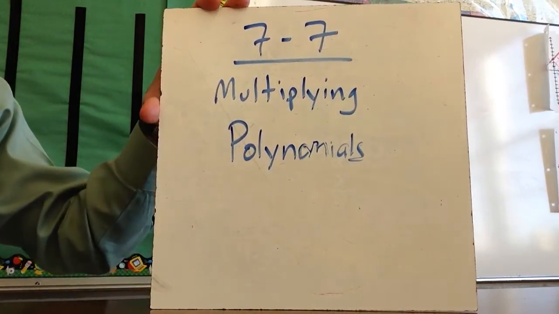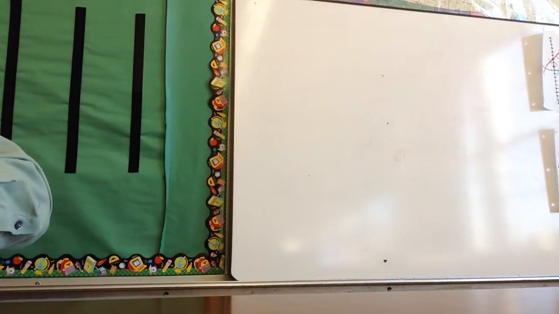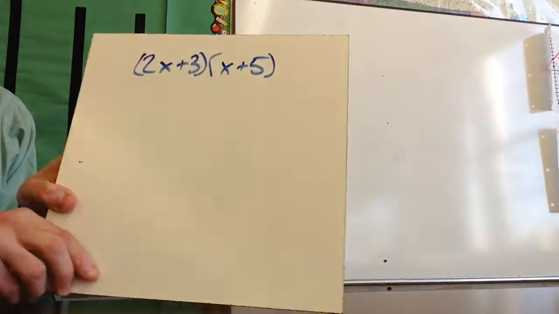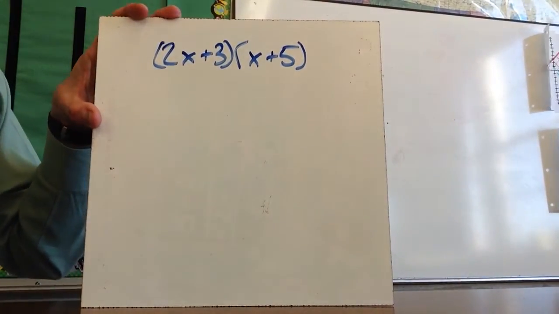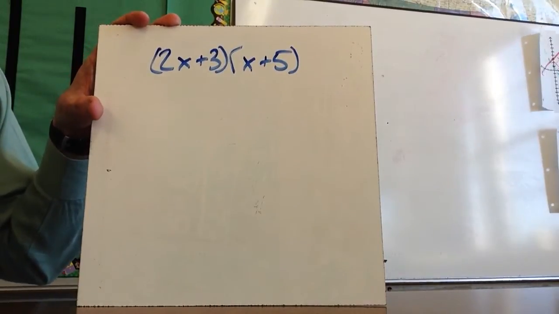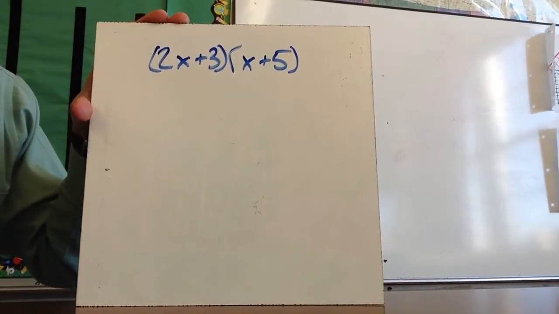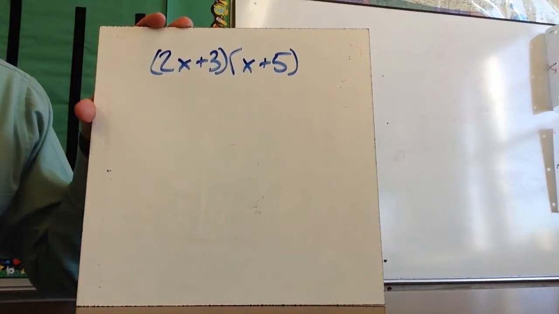This video will discuss chapter 7.7, multiplying polynomials. So first thing we're going to practice is multiplying two binomials. And the way we're going to multiply has a lot to do with the distributive property. And we're going to talk about something called FOIL, and I'll explain to you in a minute why it's called that.